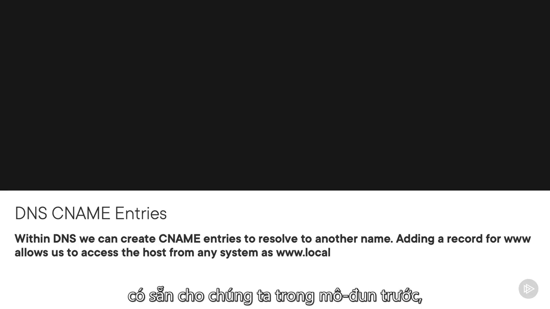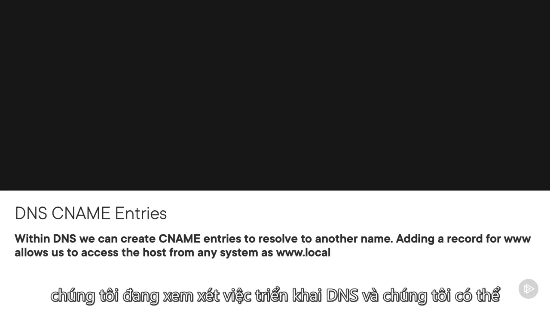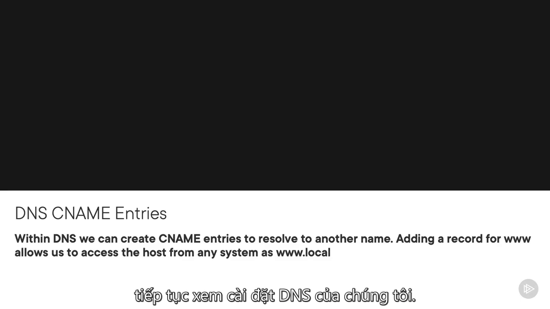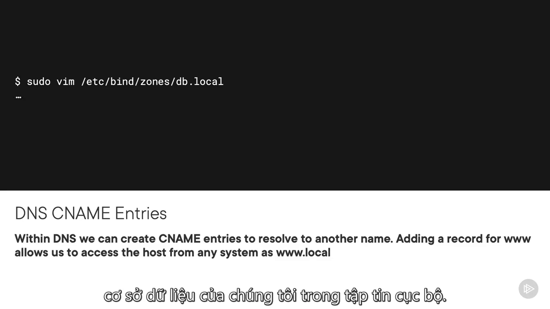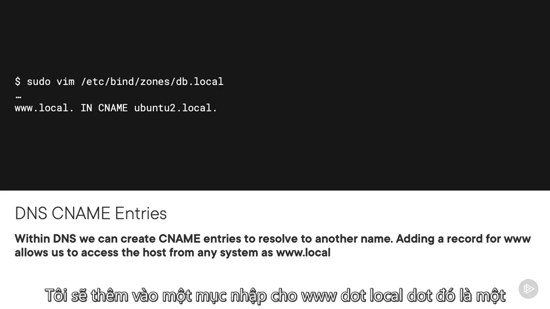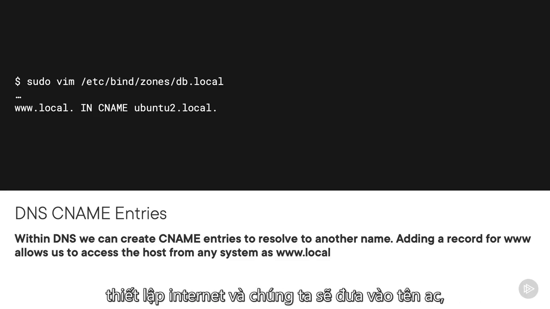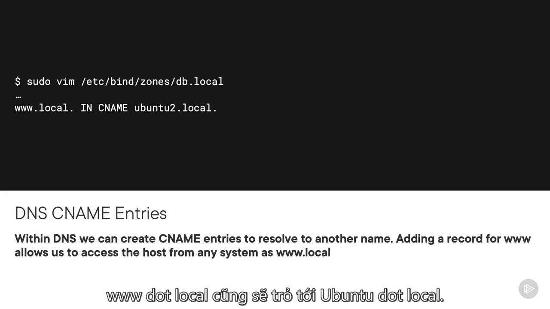In our previous module, we were looking at implementing DNS, and we can continue looking at our DNS settings. So I'm going to open up on the Ubuntu 2 system, our database. Within our local file, I'm going to add in an entry for www.local. It's an internet setting, and we're putting in then a CNAME. It's really an alias. www.local is going to point through to ubuntu2.local.